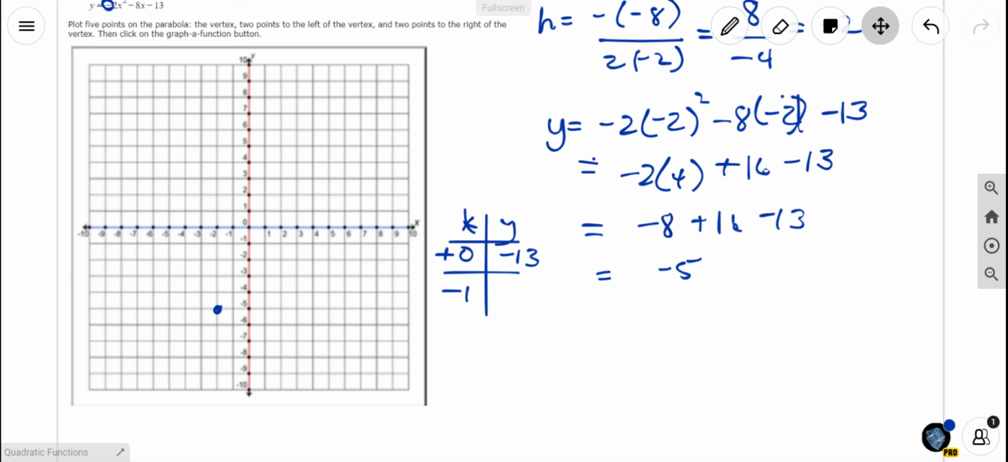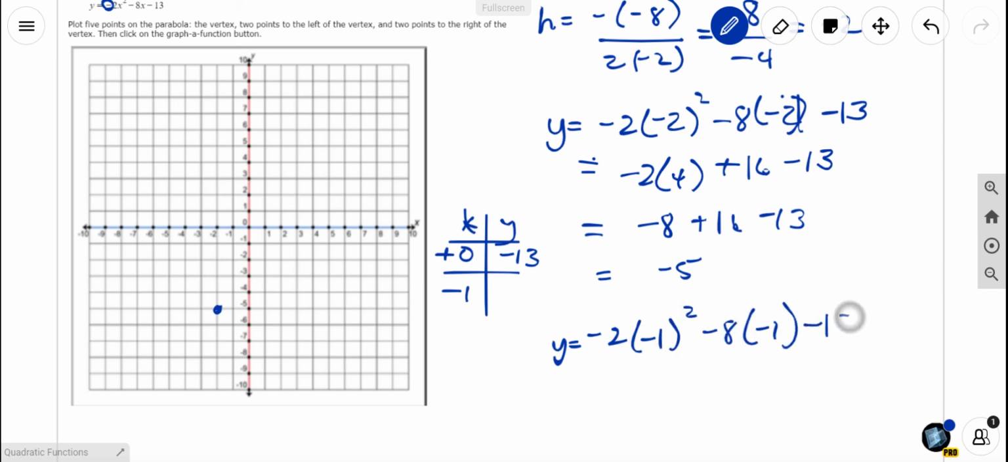Okay, and if I plug in the -1, I'll just do that really quick. y equals -2 times -1 squared minus 8 times -1 minus 13. -2 times 1 plus 8 minus 13, that's -5, minus 2 is -7. Okay, so -1, -7. You can reflect it. I didn't do the axis of symmetry. And then you get -13 down here. Then connect the dots.